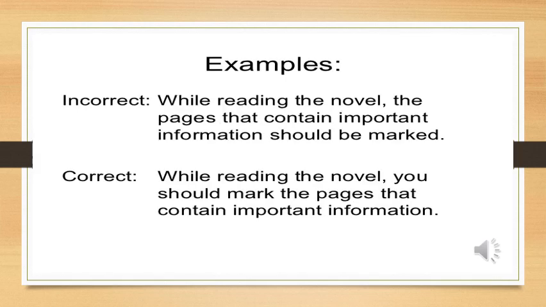The next example: while reading the novel, the pages that contain important information should be marked. In order to avoid the dangling modifier in this sentence, we can use a subject here in the main clause. So the sentence will be: while reading the novel, you should mark the pages that contain important information. We change the passive voice into active voice.